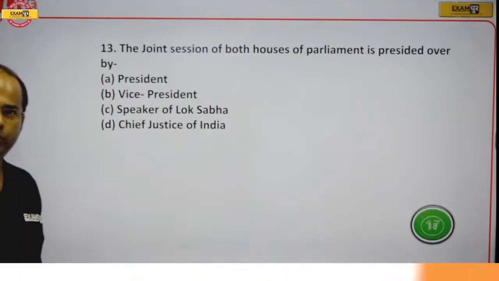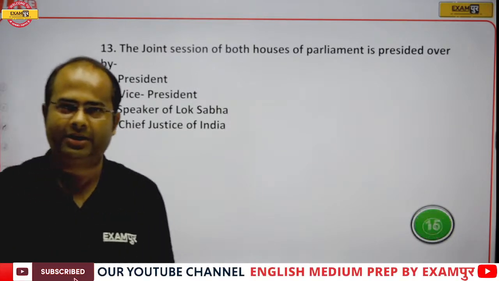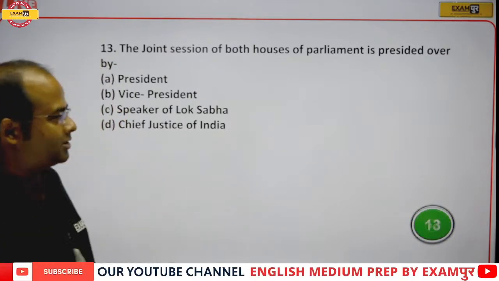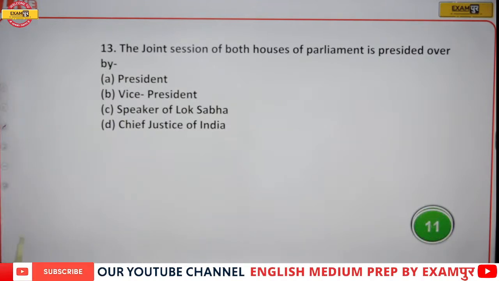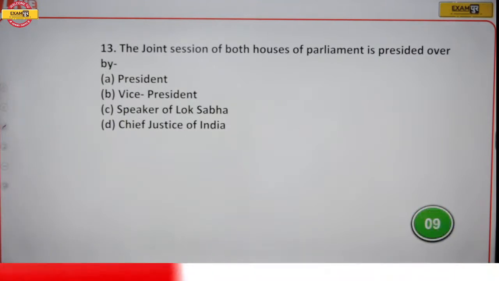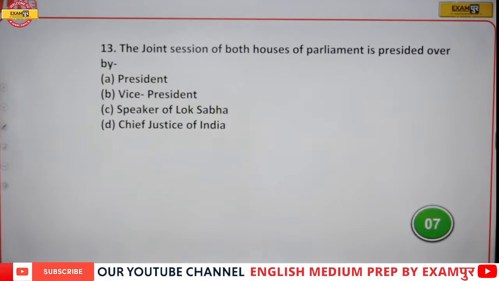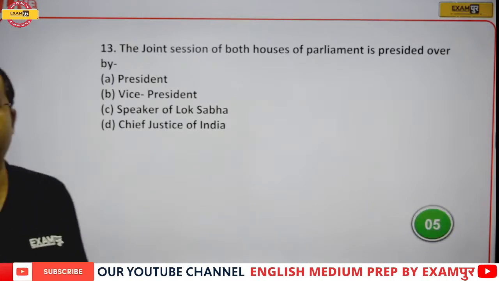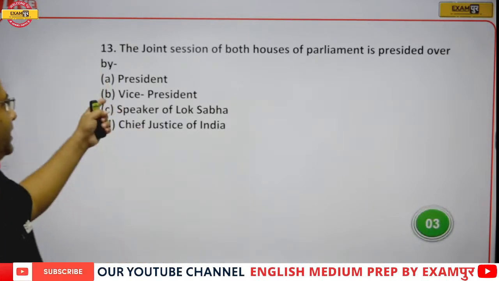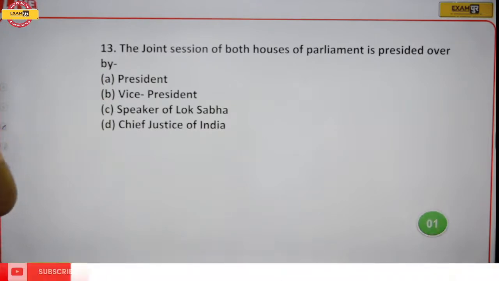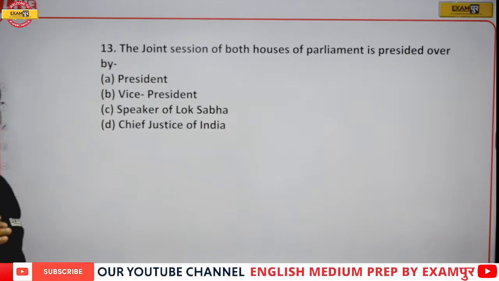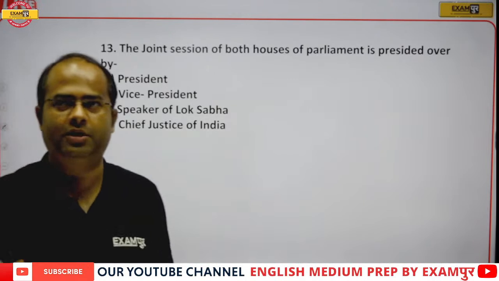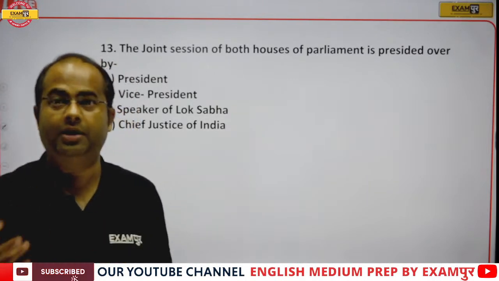Now I will be giving you some easy questions so that you can boost your confidence level. Tier 1 type question. The joint session of both houses of Parliament is presided over by whom? Is it the President, Vice President, Speaker, or Chief Justice? Who presides over the joint sitting? Tier 1 type question, so that you can again regain your confidence.